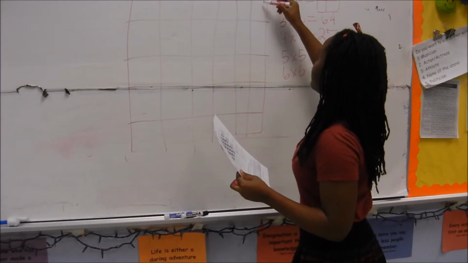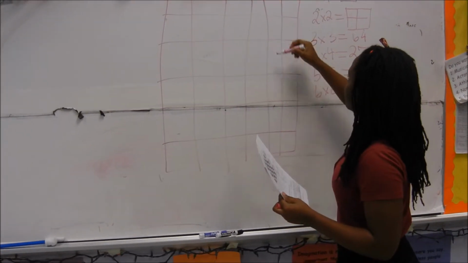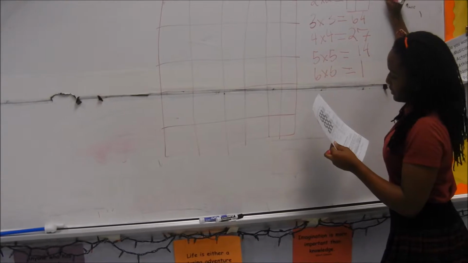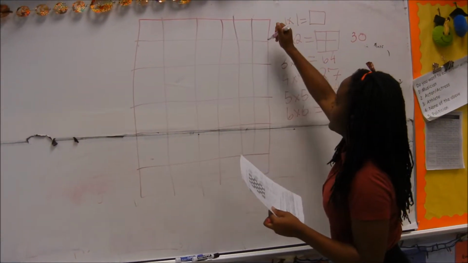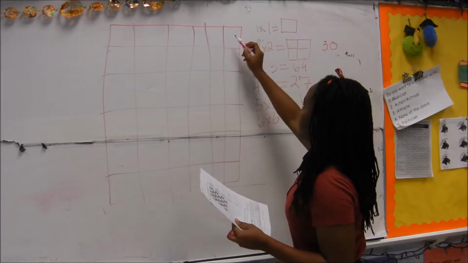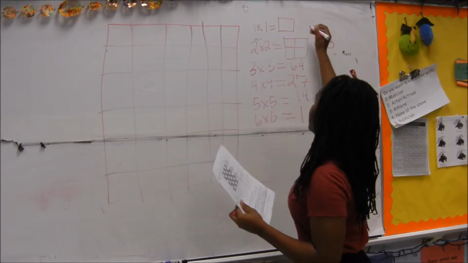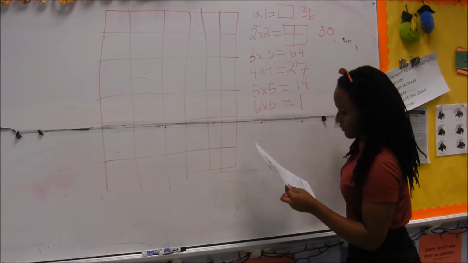For 2 by 2s, 2 across, 2 down. You look for all the squares that look like that, and you find that there are 30. And the 1 by 1s, you can just say 6 times 6, which is 36.